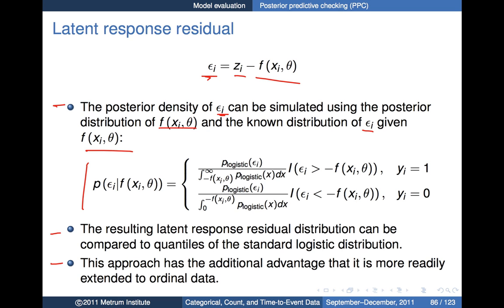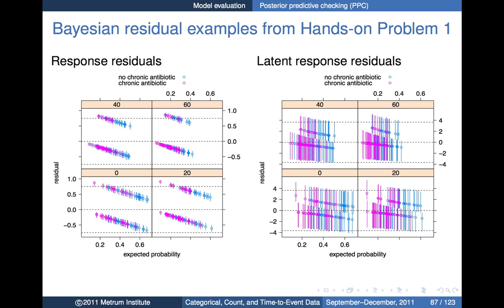But we're still talking about something that's not very informative about model fit. It's largely useful as a method for assessing outliers. So what do these things look like? Again, I've taken the hands-on problem 1, same data we were just looking at.